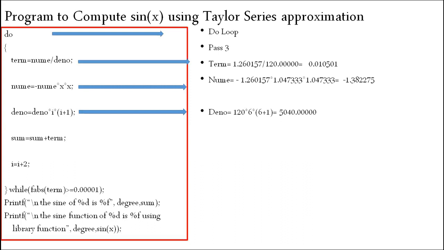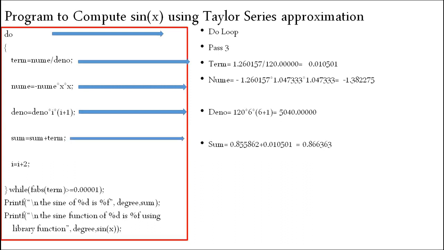So this is 5 factorial. Again I value, that is 6. Again 6 plus 1. 7 into 6 into 5 into 4 into 3 into 2 into 1. Finally we'll get 5040.